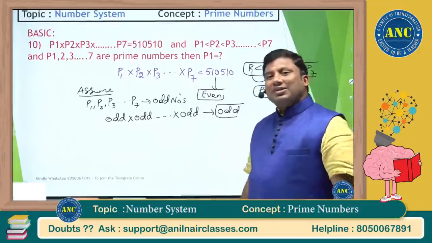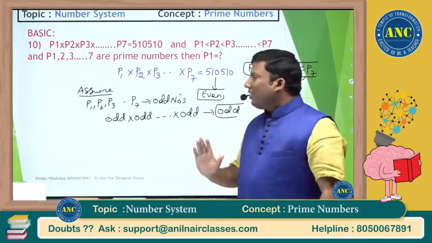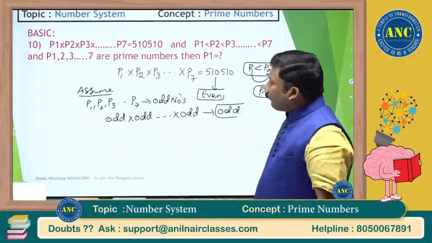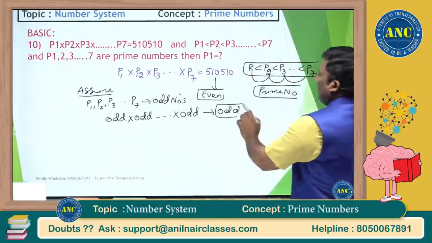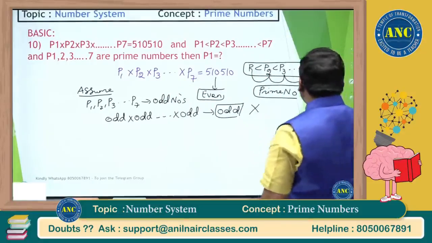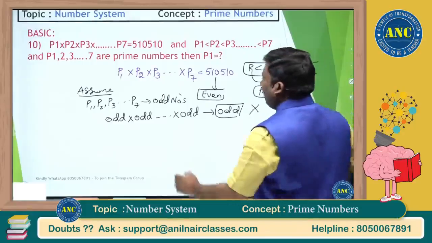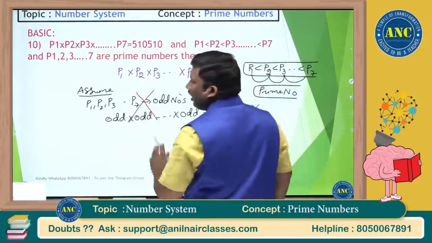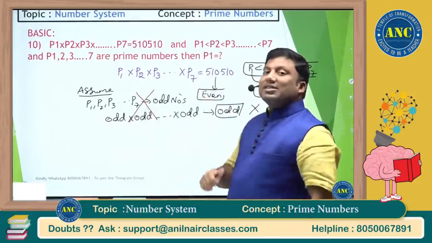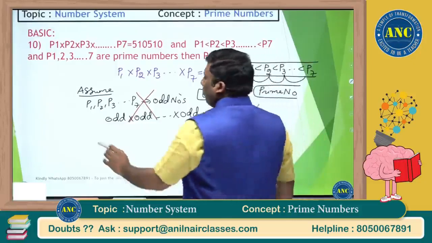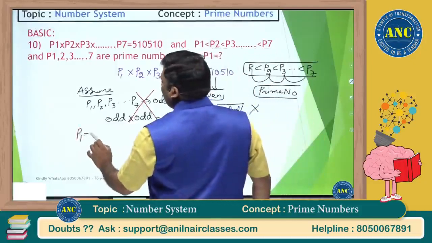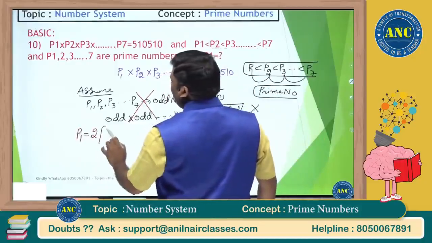But what is the right hand side? Right hand side is an even number. If all 7 numbers are odd, the product is an odd number, but I require an even number. That means all the 7 numbers cannot be odd. Because the right hand side is an even number and there is only one even prime number, the only possibility is P1, it is 2 which is even.